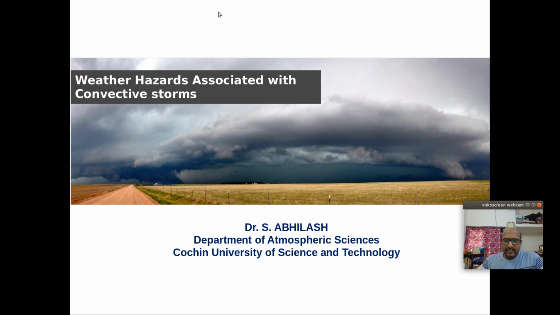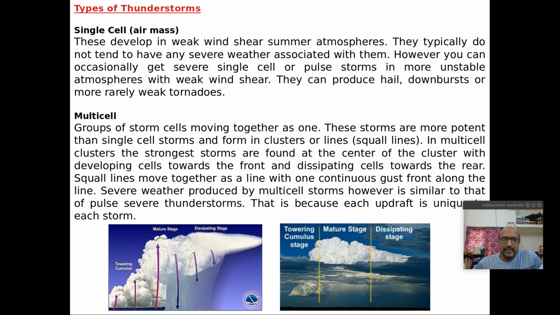So welcome back. In this lecture I will be mostly discussing the different classifications of thunderstorms and the typical weather hazards associated with convective systems. The first group is classified as single cell storms. These are nothing but ordinary thunderstorms. The life cycle of ordinary thunderstorms we have already discussed in the previous lectures.